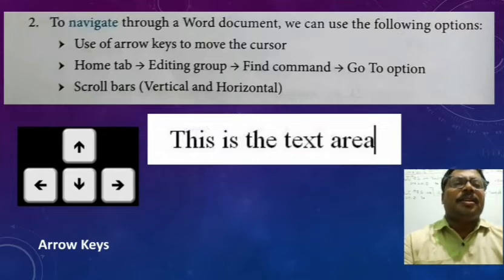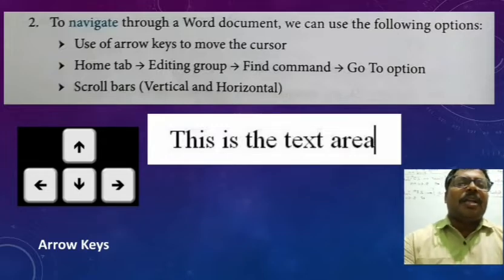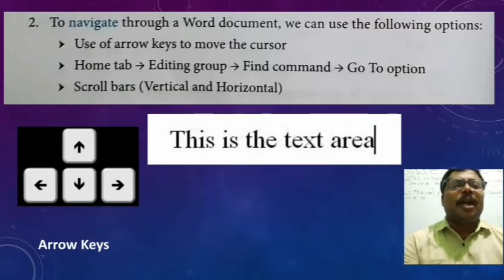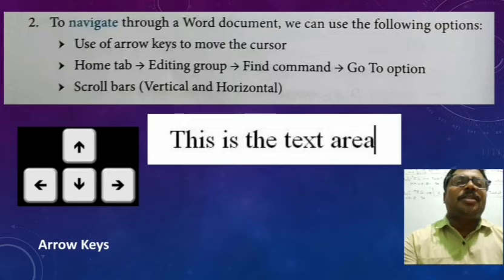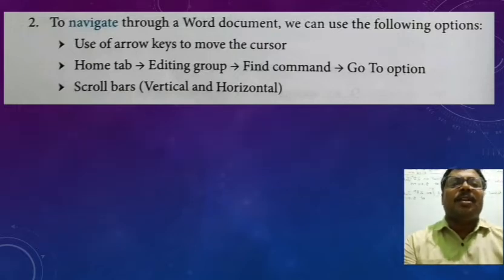Next, this line is written here, this is the text area, and at the end the cursor is blinking. If you want to move the cursor, you press the left arrow and the cursor moves one character at a time. So before A, before E, before R, before A, then before the space, before T, like that it will move to the left side. And if the cursor is at the left side of the word, then you can use the right arrow also, and at the end point the right arrow will not work. So in such a way we can move.